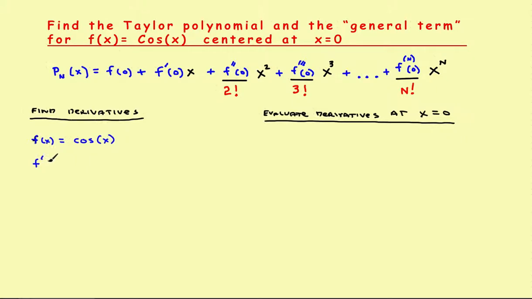So f prime of x, the first derivative, that's going to be this term right here. And the derivative of the cosine is the negative of the sine. And then you just keep continuing on. You've got f double prime, the second derivative. And the derivative of the negative sine, you've got the negative, the derivative of the sine is the cosine. So this will become the negative of the cosine of x. Let's get the third derivative.